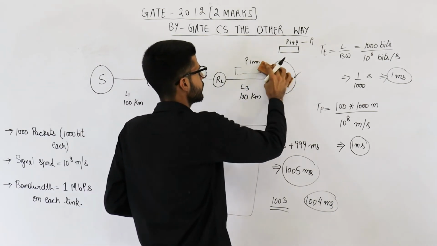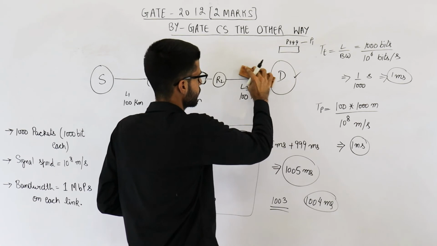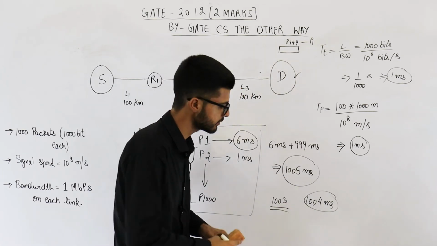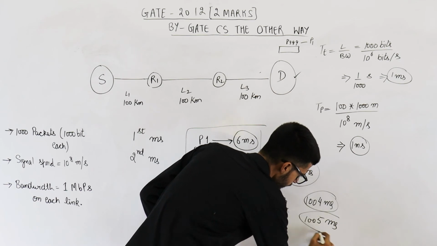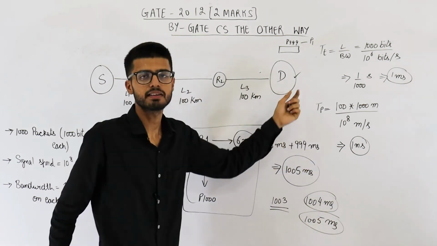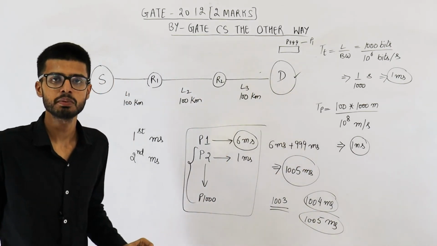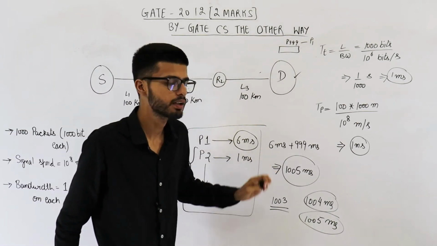Okay, so from this time, 1 millisecond means 1005 milliseconds. At this time all the packets are received, so the total transmission plus total propagation delay is 1005, which is your answer.